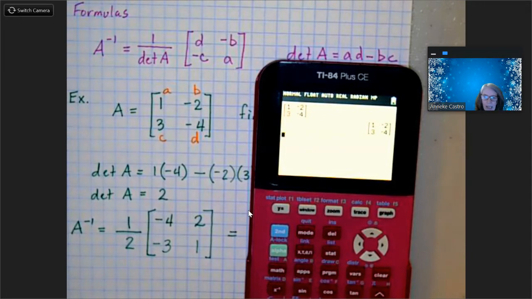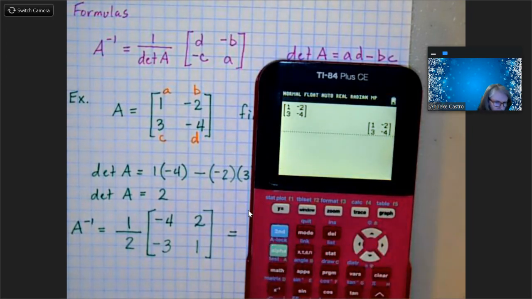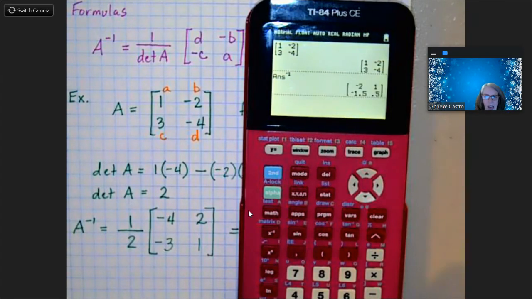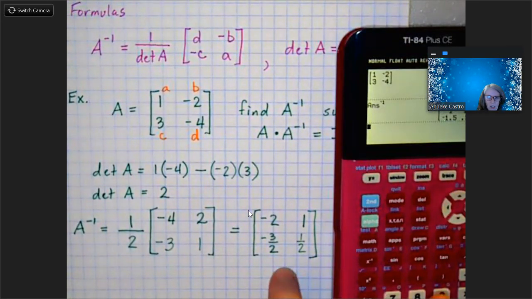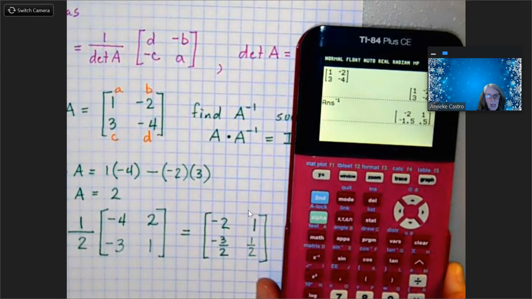Now I want to find its inverse. Oh, I just noticed you can't see that very well. Let me fix that. There we go, that looks better. Now I want to take that and get the inverse, so I'm just going to hit x to the -1 right here. If I press that, it applies it to my last answer. I hit enter, and notice it gave it to me in decimal form, and I have my answer in fraction form.